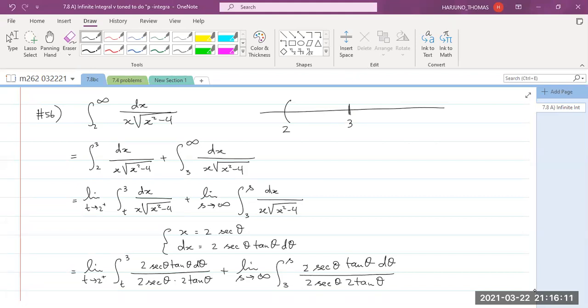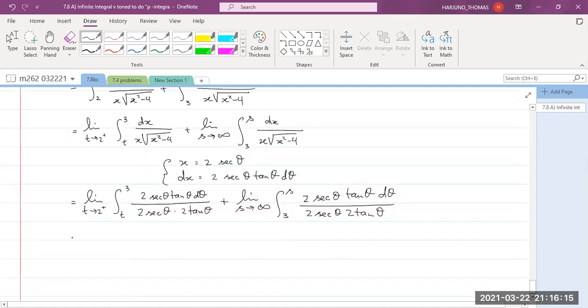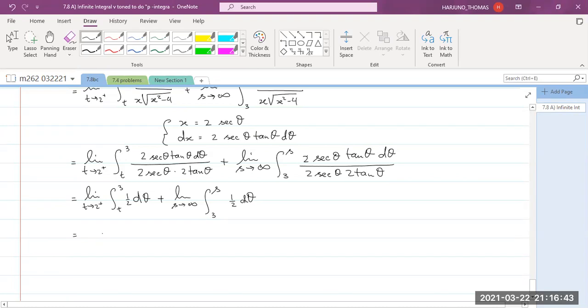Yeah, it's secant inverse. But suppose I don't remember it's secant inverse, then I have to do it the long way. So this is the limit as t goes to 2 from the right-hand side of the integral from t to 3 of 1/2 d theta, plus the limit as s goes to infinity of the integral from 3 to s of 1/2 d theta. So this is 1/2 theta, but my theta is secant inverse of x over 2, from t to 3. Don't forget the limit t goes to 2 from the right-hand side, plus the limit as s goes to infinity of 1/2 secant inverse of x over 2 from, I make a mistake up there actually.